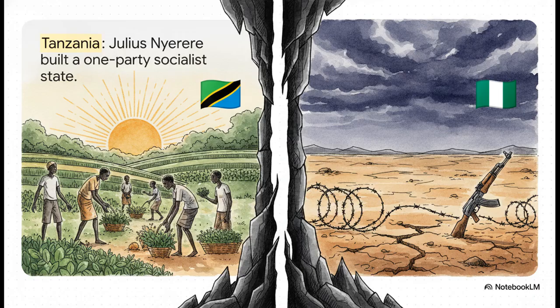These new nations took vastly different paths, though. In Tanzania, Julius Nyerere managed to consolidate power and build a one-party socialist state through his Ujamaa Village program, focusing heavily on self-reliance. Conversely, in Nigeria, the struggle for national cohesion descended into horrific civil strife. The Biafran Civil War, lasting from 1967 to 1970, killed up to 2 million people through devastating combat and famine.